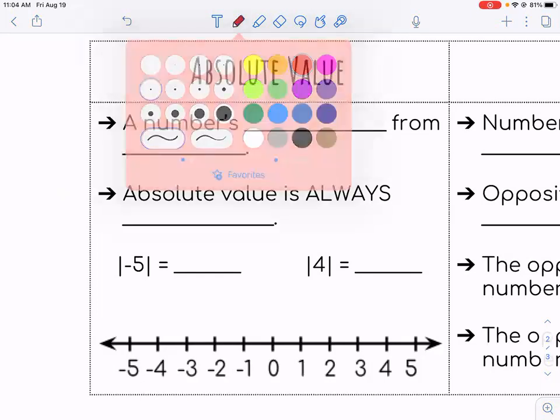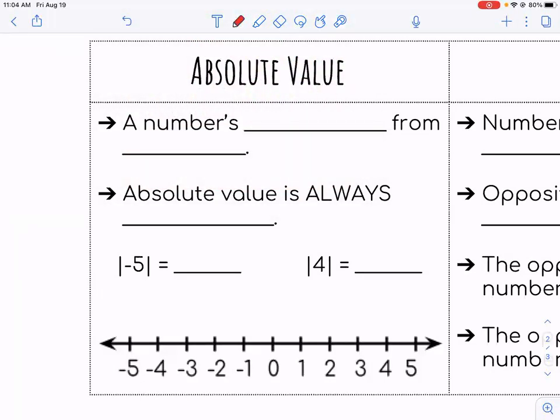The absolute value is a number's blank from blank. Okay, and you think you kind of have an idea of what's going on. Do you know what absolute value represents? You know how to do it, but you just don't know what it means. How far negative numbers to 0? Ah, yes. So another word for how far would be distance. So a number's distance from 0.